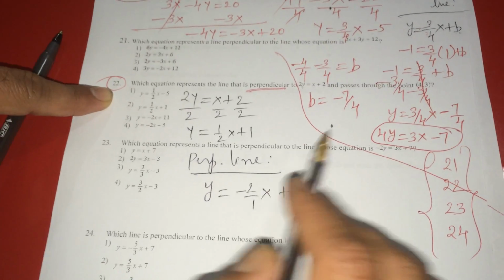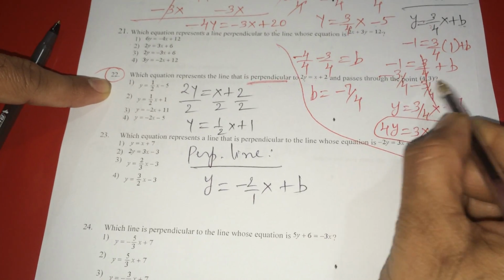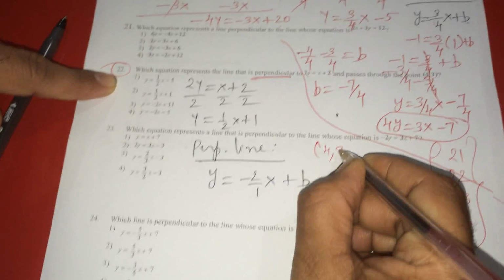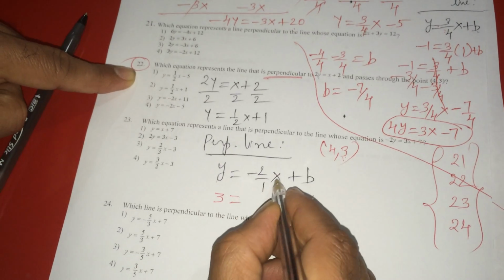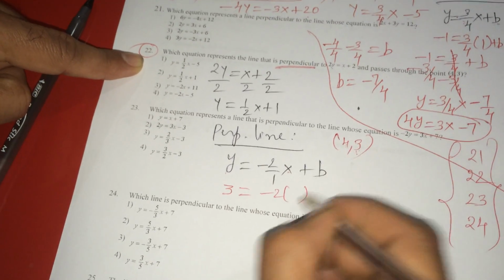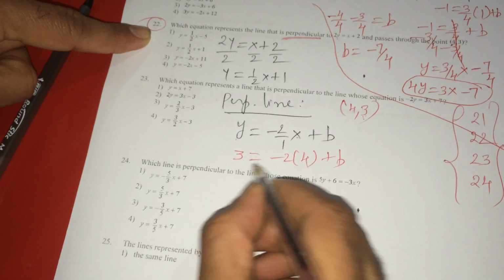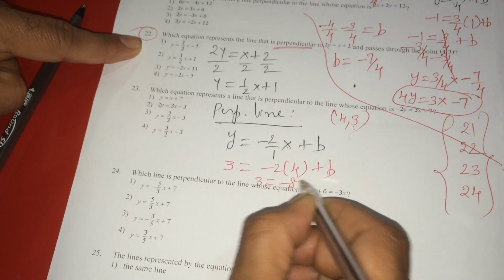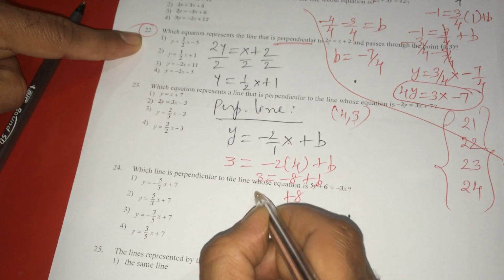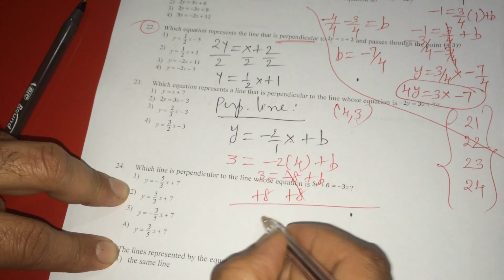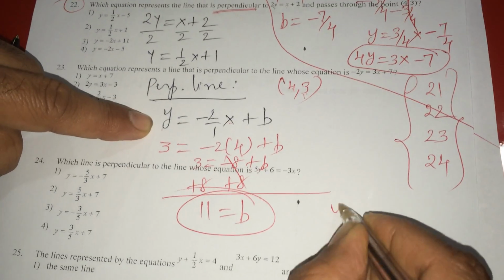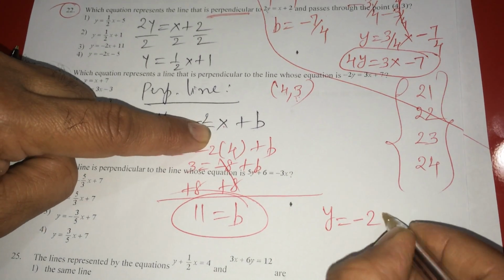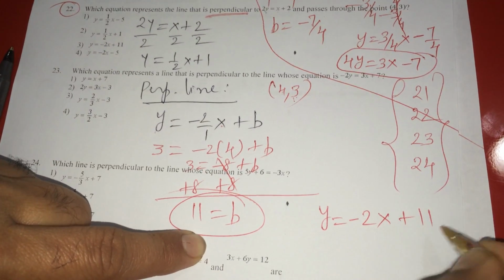So for this 22nd question, they are giving the point as (4, 3). So it is passing through the point (4, 3). For y I write 3, and for x I write 4. Then I get 3 is equal to negative 8 plus b, and add 8 on both sides. Then you get 11 is equal to b. Therefore the equation of the line is y is equal to negative 2x plus b, which is 11.